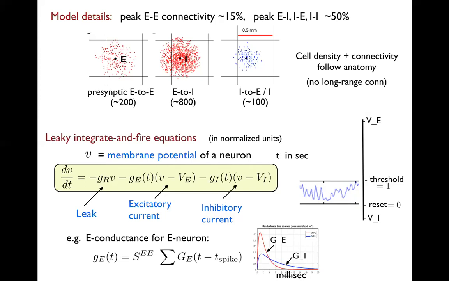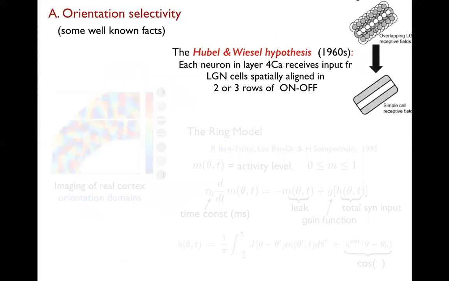So, okay, now let me first say something about orientation selectivity before going to direction selectivity. These are some well-known facts that I'm repeating. The first one is the hypothesis of Hubel and Wiesel, who are, of course, giants in electrophysiology in the 60s.